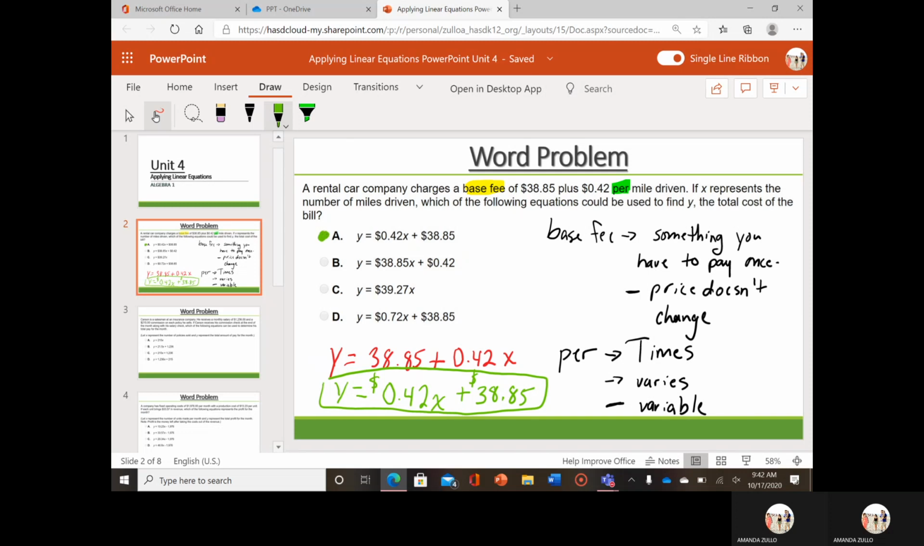All right. The important thing is the base fee does not have a variable, and the number that has per right after it, that's the number with the variable. Also very important that you're not combining them. They're not like terms. 38.85 does not have an x. You cannot combine that with the 0.42x, okay?